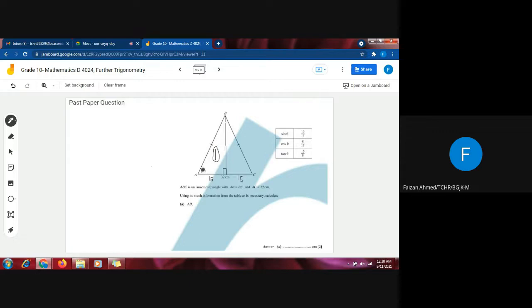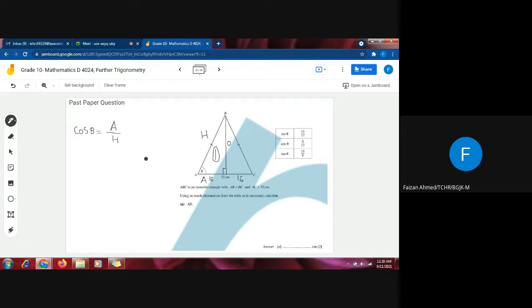And since I have to find this theta, this will be my opposite side, and this will be my adjacent side, and the side which is opposite to the 90 degree is called the hypotenuse. Since I have to find the hypotenuse and the adjacent is given to me, adjacent upon hypotenuse is equal to cos theta. I know that cos theta is the ratio of adjacent upon hypotenuse.